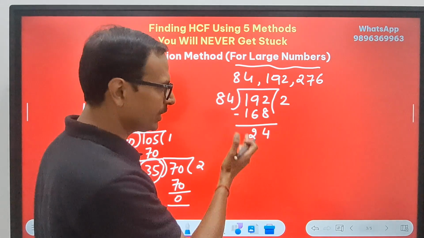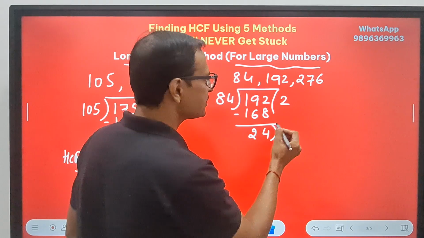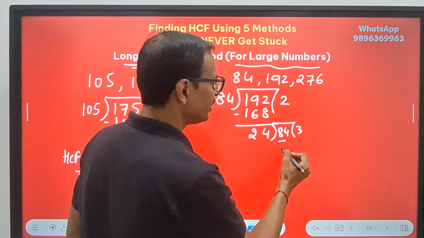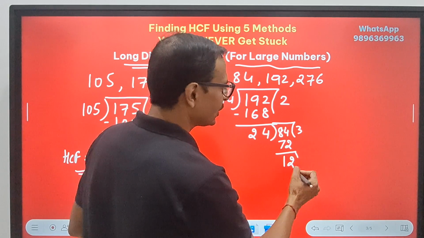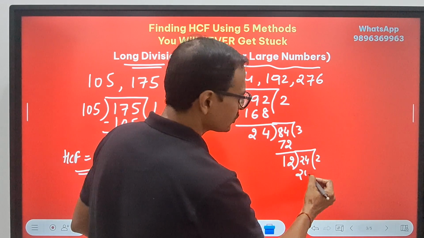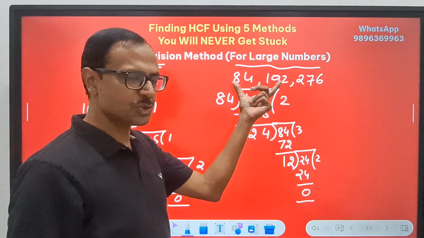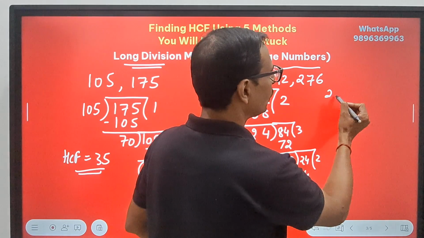I have to keep on doing this until I get a 0 as the remainder, okay? So 84 becomes the dividend now. 24 3 times is 72. So this gets me 12. So 24 becomes the dividend now, and 12 2 times is 24, so 0. Now I got 12 as the HCF of the first two numbers.